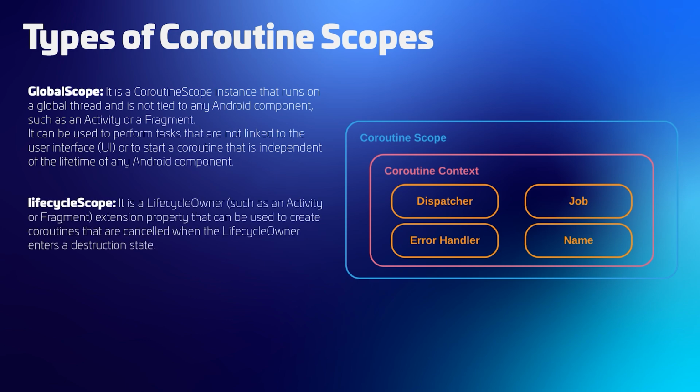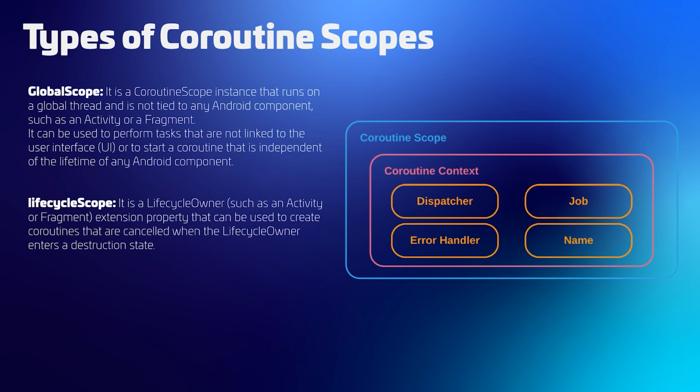The lifecycle scope, it's tied to a lifecycle owner such as an activity or fragment. This is what we used. This is an extension property that can be used to create coroutines that are canceled when the lifecycle owner enters a destruction state. So, coroutine scope defines a scope within which coroutines are launched and can be controlled.